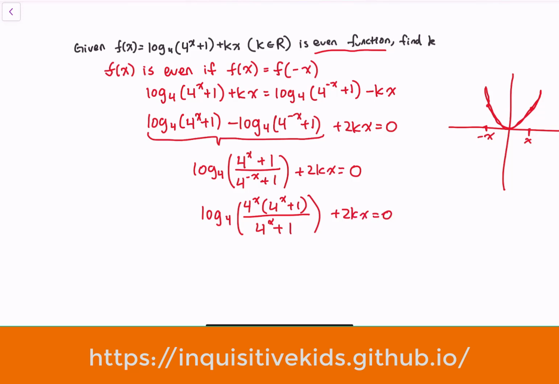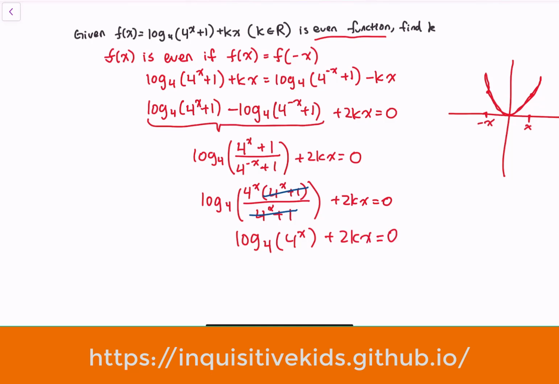As you can see, we can do some canceling. So on the top and bottom, we can cancel out the 4 to the x power plus 1. So we're left with log base 4, 4 to the x power, plus 2kx is equal to 0.